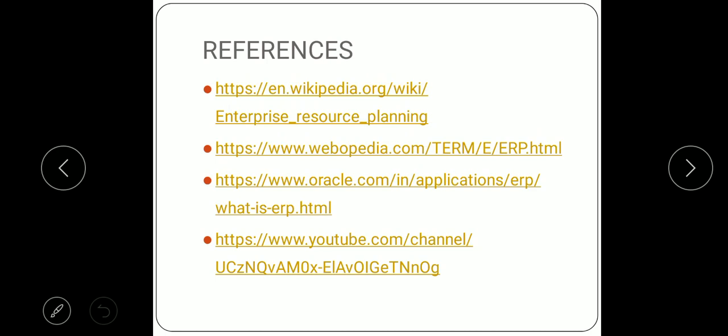And in the screen you can find the references what I have used for preparing this tutorial. These are very helpful. If you want to go for detail, then you can go through these websites.